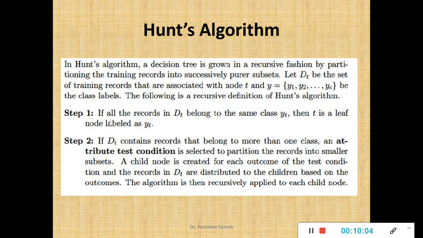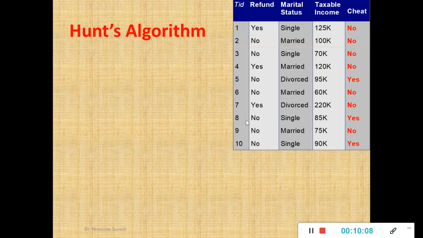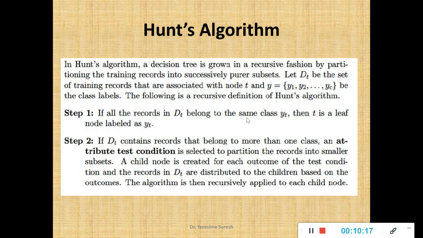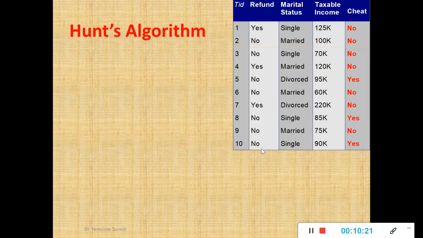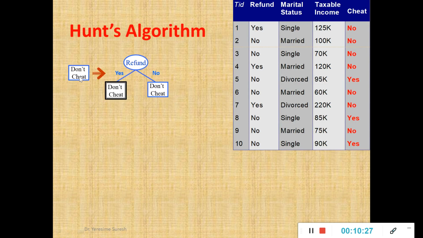The first step says: if all the records in Dt belong to the same class. There are 10 records. Do they belong to the same class? No. There are 3 instances with yes, 7 instances with no. So obviously step 1 is not applicable. I am supposed to select a test attribute condition to split. Which is the first attribute? It is the refund attribute. I'll take that condition. Whether he will cheat or not is my target function.